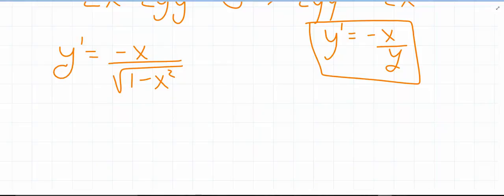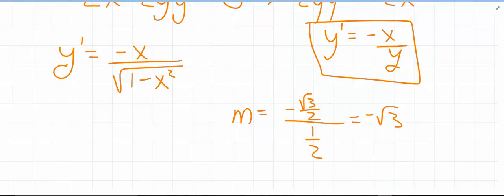So now, if I then find the slope, here's the slope. It's going to be negative square root of 3 over 2, that's the x, over 1/2. Yeah, and that's negative square root of 3. So just like before.